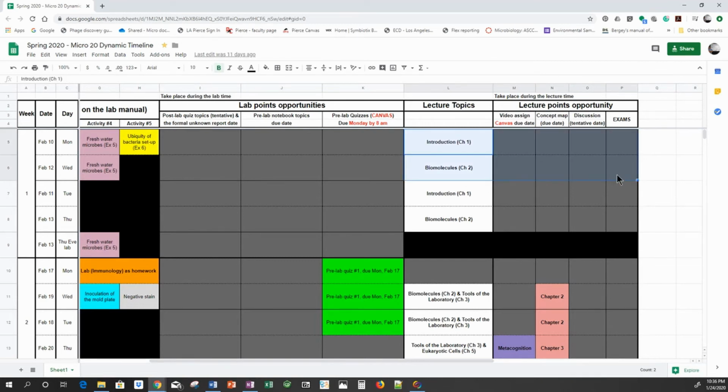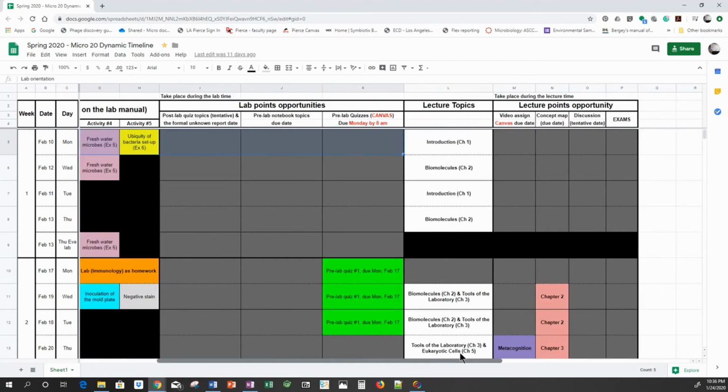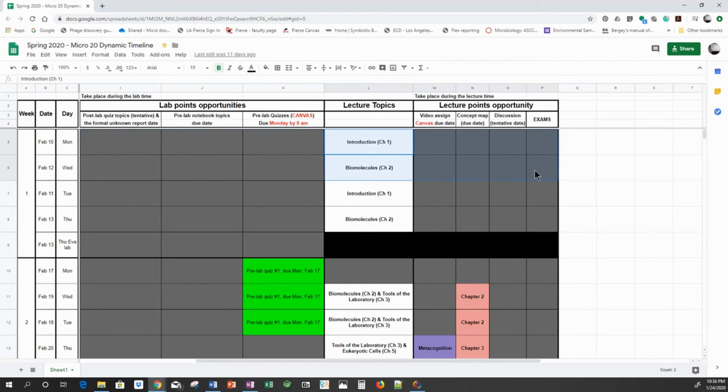Unlike the lab part of this course, the way you look at the lecture part of this dynamic timeline, basically, you have to focus on the day where you actually have lecture. If you are in Monday section, for example, you have Monday lab, but you have Monday, Wednesday lecture. In that case, for the lab portion, you just need to look at the Monday lab, but then for the lecture portion, you have to look at both Monday, Wednesday, because you have lecture in both Monday and Wednesday.